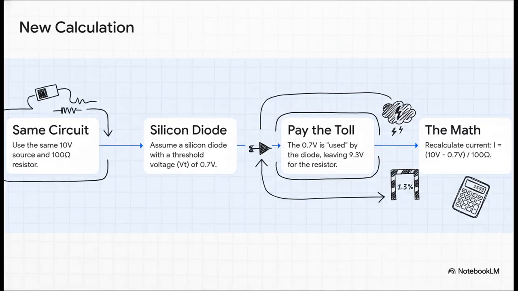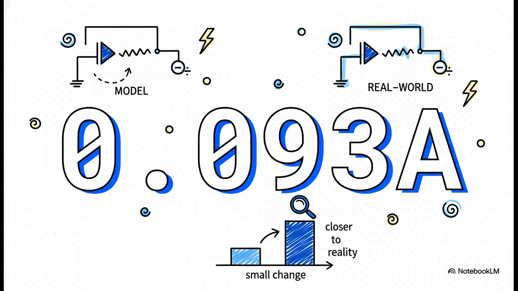Okay, so let's go back to our circuit and see what this toll does to our calculation. Same setup, 10 volts, 100-ohm resistor. But now, we're using a real silicon diode. So right off the bat, the diode itself uses up, or consumes, 0.7 volts just to open that gate. That means our 10-volt source doesn't have 10 volts to push current through the resistor anymore. It only has 9.3 volts left to do the work. And check that out.